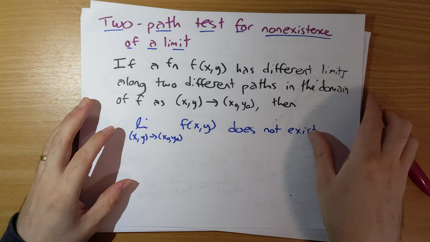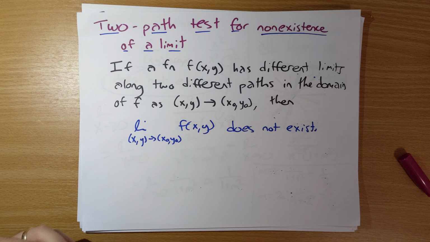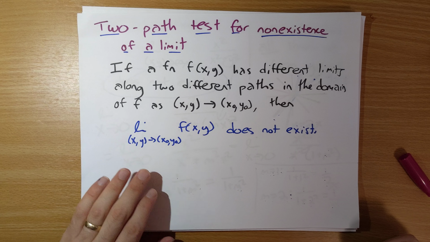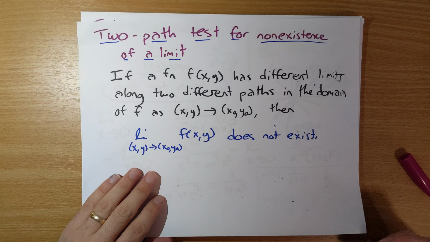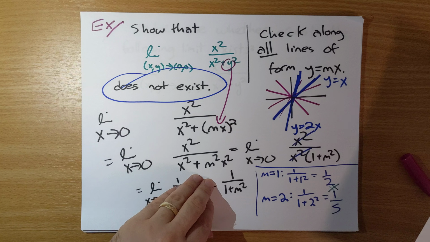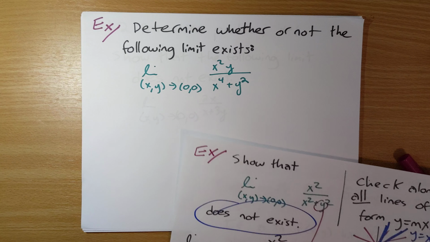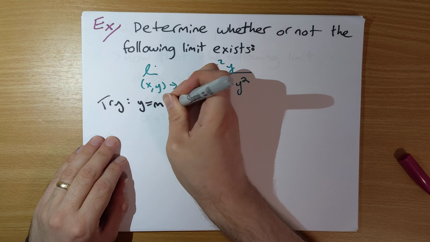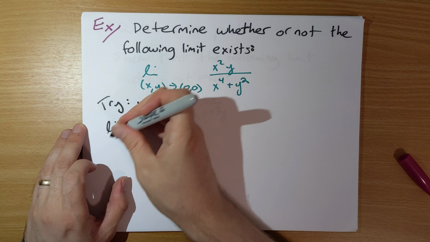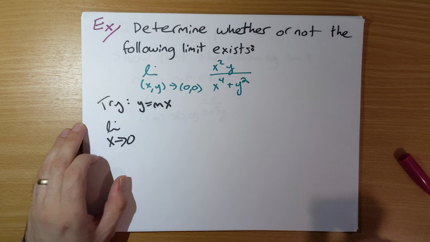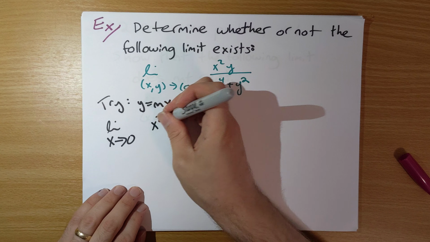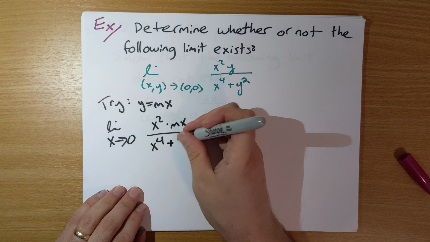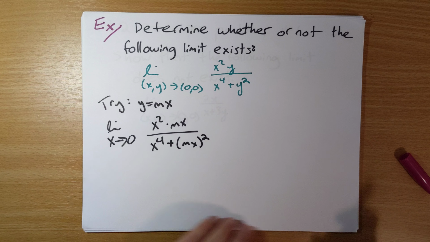To apply this, we can find two different paths into the origin, and if the limits along those two paths are different from each other, we can conclude that the overall limit does not exist. So let's go ahead and try y equals mx. Okay, so we try y equals mx. This is now just going to be the limit as x goes to 0 of x squared times mx over x to the 4th plus (mx) quantity squared.